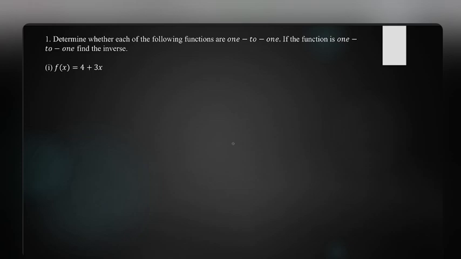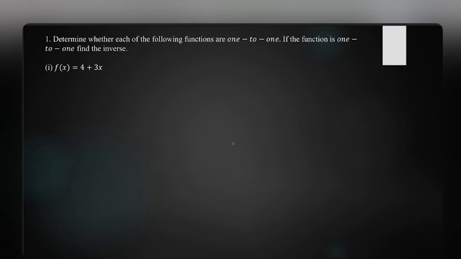A function is called a one-to-one function whenever the input has a unique output. Then you say the function is a one-to-one function. It is just a function where the input has a unique output. That's what a one-to-one function is. So if a function is a one-to-one function, then we can find the inverse.